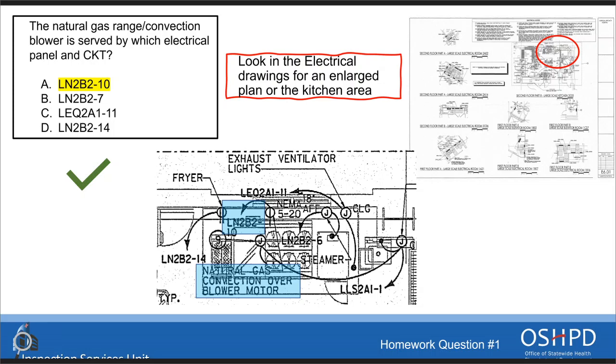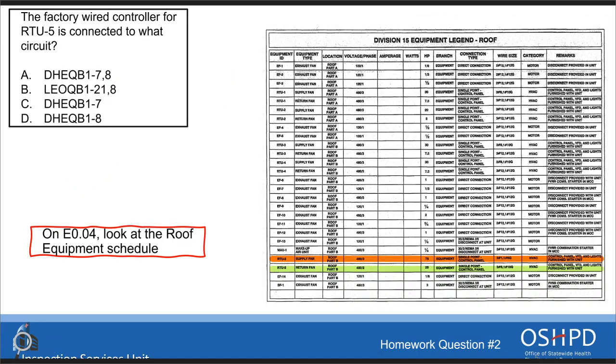Okay, so like I said, the gas range convection blower is served by which circuit? We see in the enlarged kitchen plan on sheet E6.01, I'm sorry, if you could back up a minute to the previous slide, Caesar. Okay. There seems to be a slight delay, so just bear with me. Yeah, apologize.